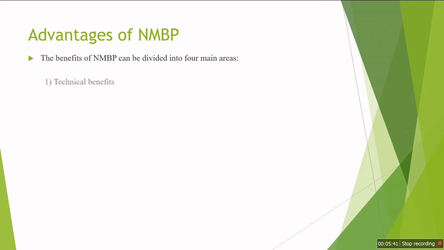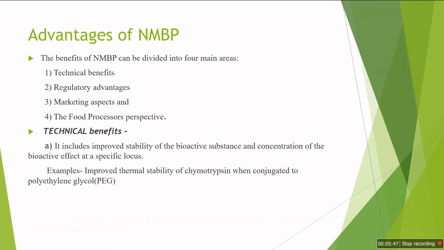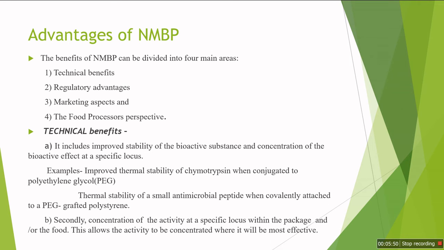Advantages of NMBP. The benefits of NMBP can be divided into four main areas. First, technical benefits. Second, regulatory advantages. Third, marketing aspects. And fourth, the food processor's perspective.